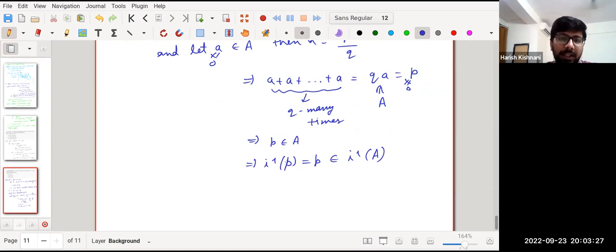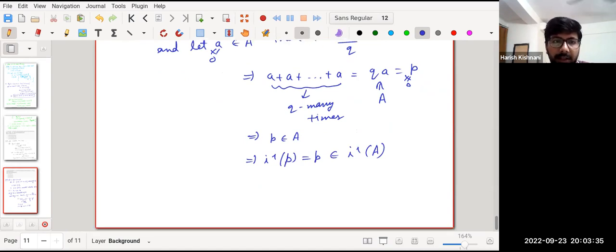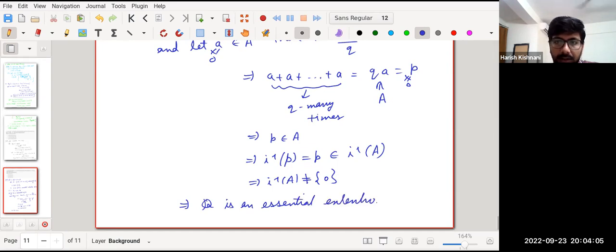It's injective also, so there will be one image, but what will the inverse image of the inclusion map be? It will be just the same element, right? So it will be inside I inverse of A, and P was non-zero, so that will imply that I inverse of A is non-zero. So if you pick any non-zero submodule, its inverse image is non-zero, so that means that Q is an essential extension of Z. Is it clear? Yes, sir.